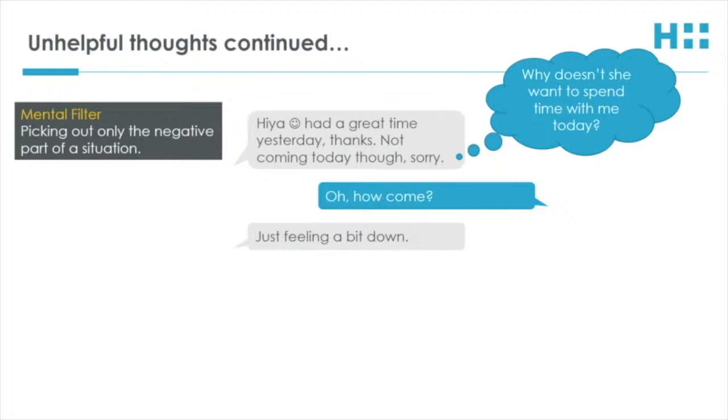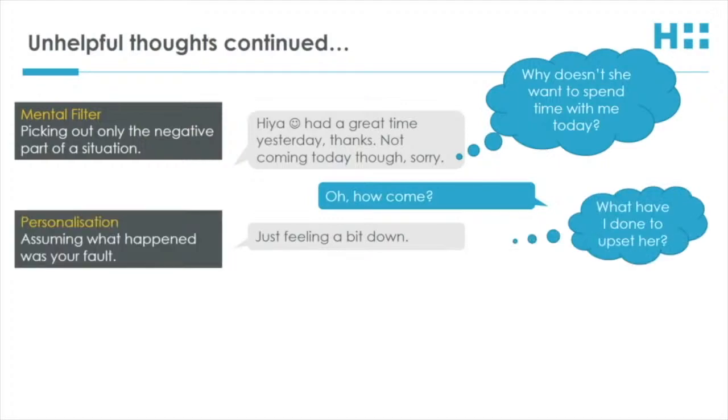Normally, you might think, I'm sad that she's feeling down. I wonder what's making her feel down. But when you're anxious or stressed, you might automatically think, what have I done to upset her? This is called personalisation, assuming what happened was your fault.